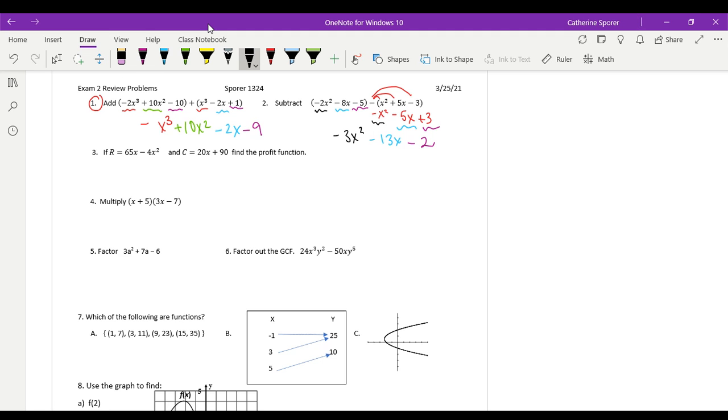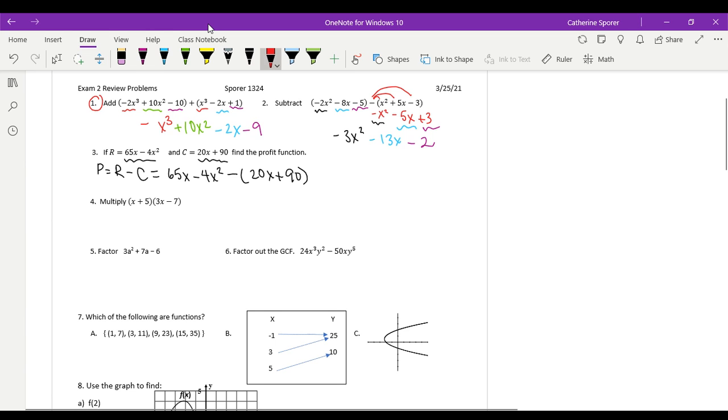So problem 3, if the revenue is 65x minus 4x squared and the cost is 20x plus 90, if we want to find the profit function, the way we do that is we take the revenue function and we subtract the cost function. So what that would look like here is our revenue function is 65x minus 4x squared. And from that, we would subtract this whole cost function, which is 20x plus 90.